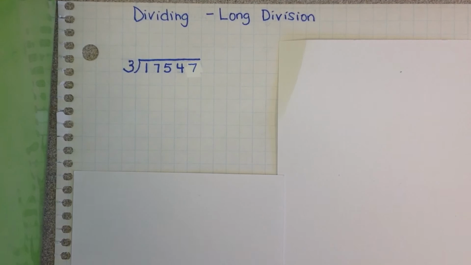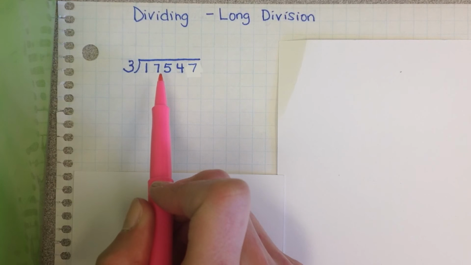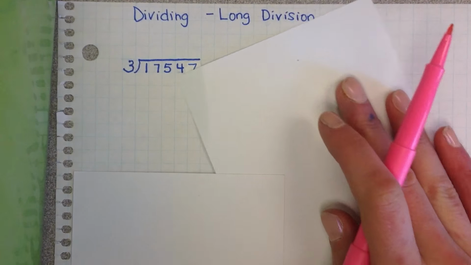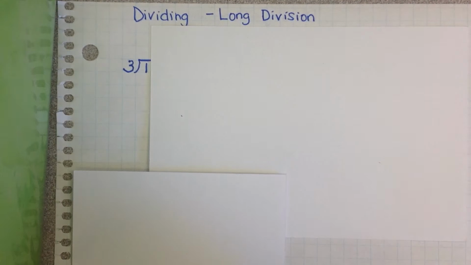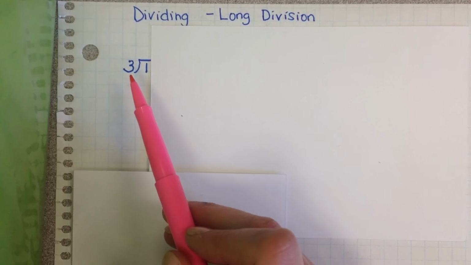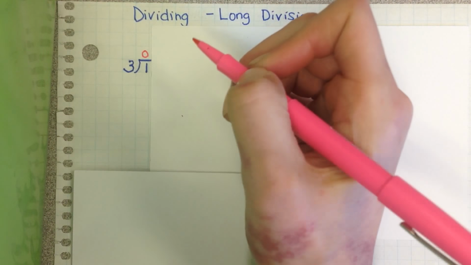This video is a review of dividing using the strategy of long division. So in this question, I'm dividing 3 into 17,547. What I'd like to do is start by looking only at the first number. Now I know that 3 can't be divided into 1. I can't take one thing and split it evenly into groups of 3. So I'm going to just put a 0 there.